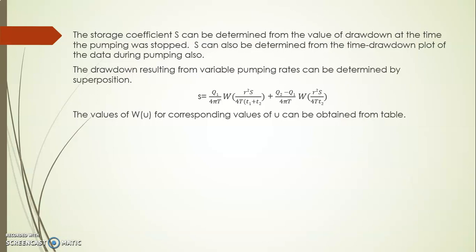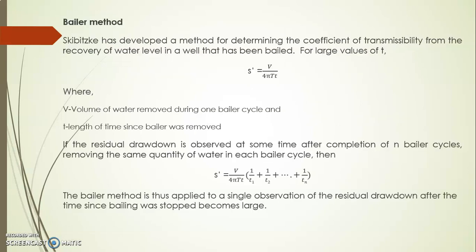The storage coefficient S can be determined from the value of drawdown at the time the pumping was stopped. S can also be determined from the time drawdown plot of the data during pumping. The drawdown resulting from variable pumping rates can be determined by the superposition technique as s equal to Q1 by 4 pi T W of r square S by 4 T into (t1 plus t2) plus (Q2 minus Q1) by 4 pi T W of r square S by 4 T into t2. The value of W of u for corresponding values of u can be obtained from the table.